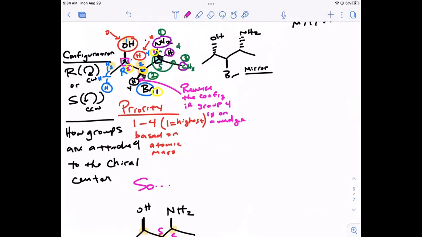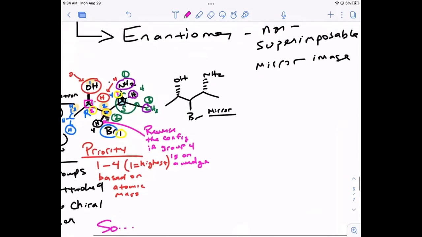Okay, any questions? So you prioritize, and then once you prioritize, you count to 3, right? If the fourth group is already on a dash, you keep what you see. If the fourth group, the low priority group, is on a wedge, then you reverse it. I'm going to write that down over here.